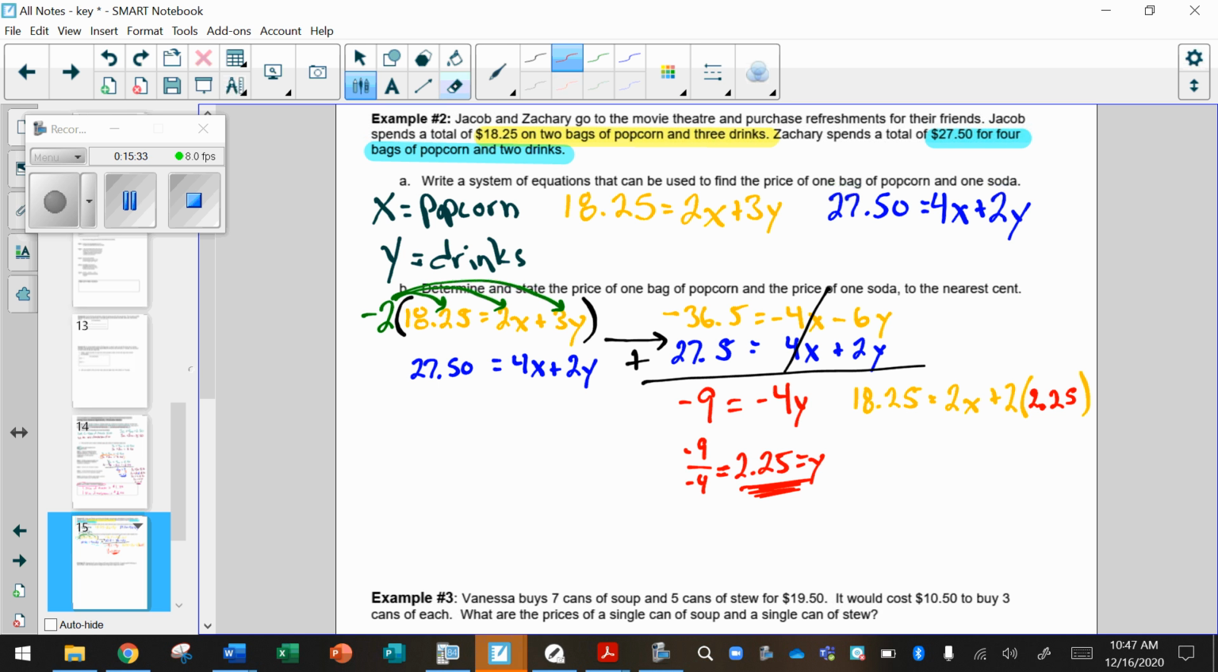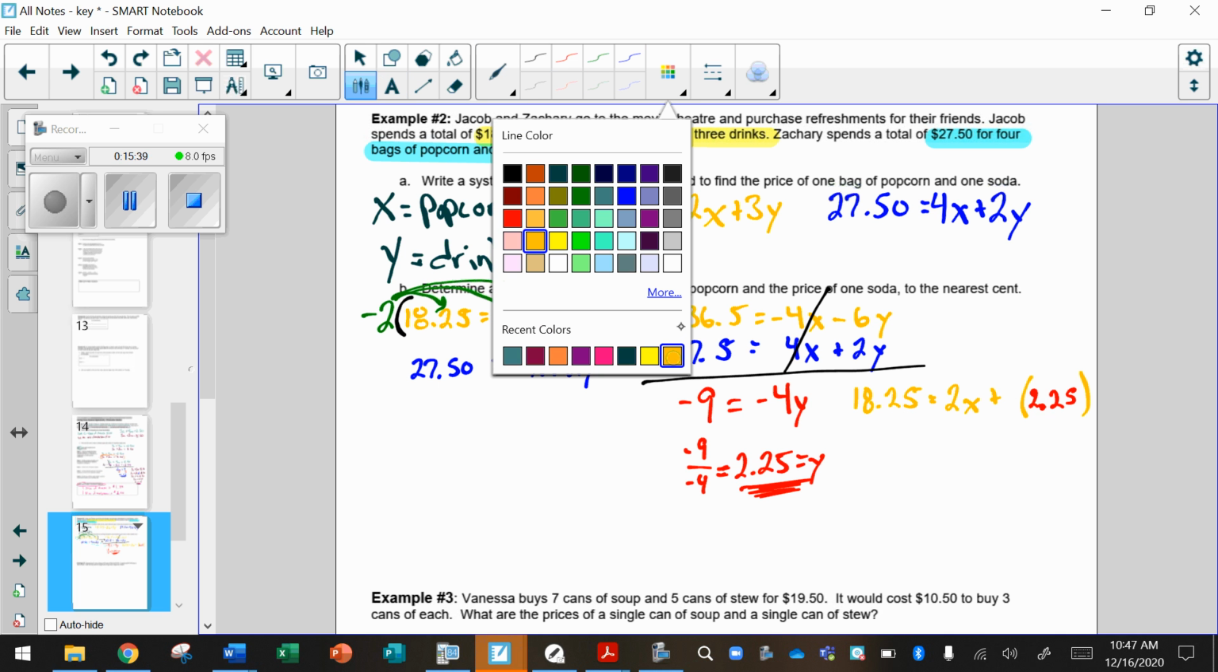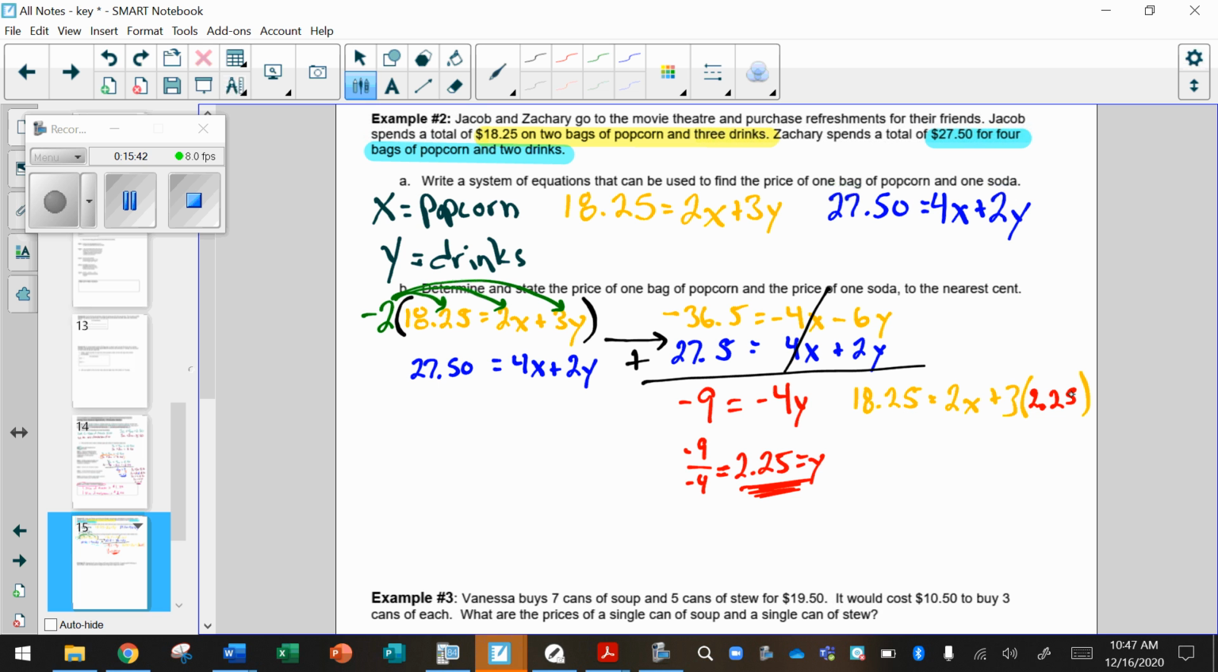Whoops, that should be a 3. I'm going to put that number in for y. I'm going to distribute the 3 here. So I'm going to multiply 3 times 2.25. 18.25 equals 2x. And then 2.25 times 3 is 6.75. Going to subtract the 6.75 across the equal sign. So subtract 6.75 from both sides. Then divide both sides by 2. And that gives me my x value.